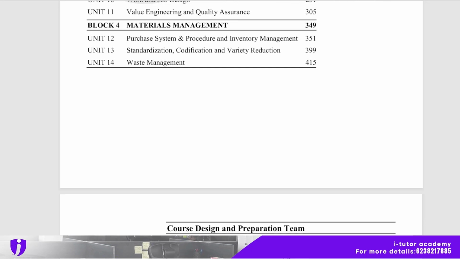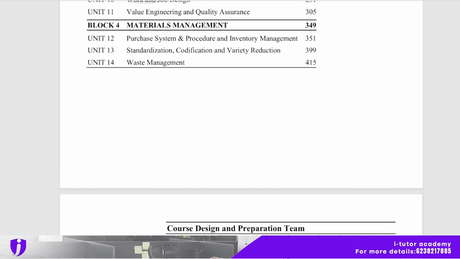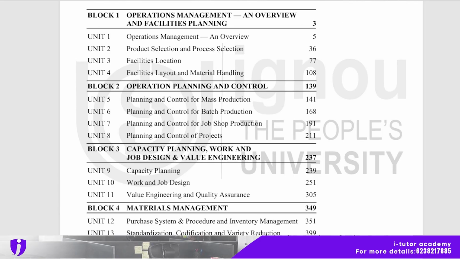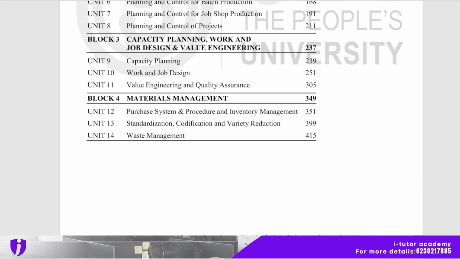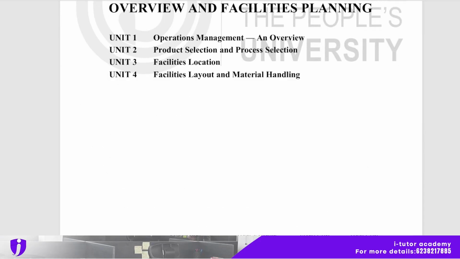So unit 12 is purchase system and procedure and inventory management. Unit 13 is standardization, codification and variety reduction, and unit 14 is waste management. So these are the units we are covering in this MMPC 009. Okay, so we will start from the first block onwards, and the first unit also.